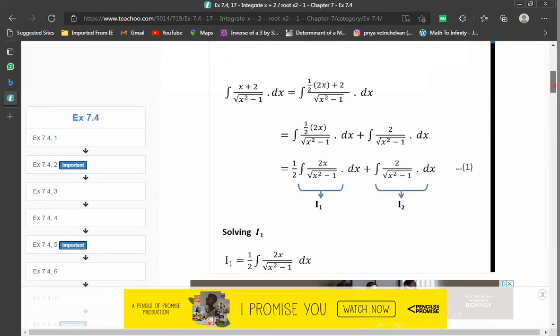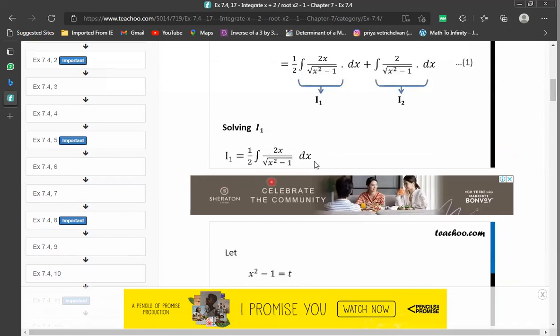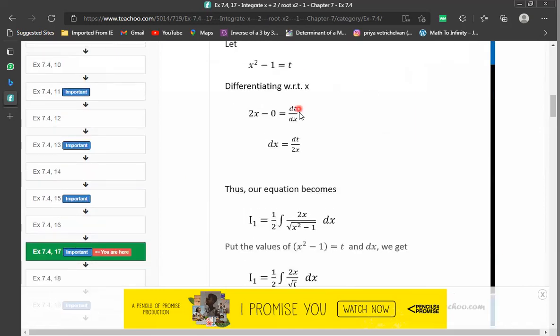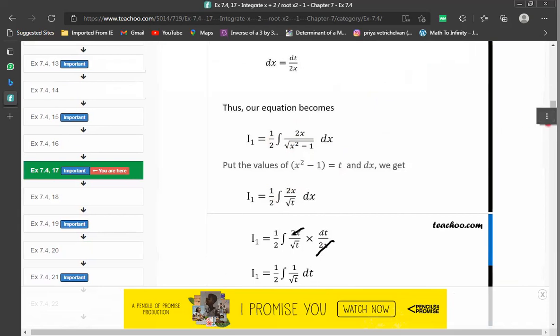So solve it separately. Again, we can solve this part using the substitution method. Take x square minus 1 as t, differentiate it, it will turn into 2x equal to dt by dx, and dx is equal to dt by 2x. So just substitute in the question. 1 by 2, write the 2x as 2x itself, it will become square root of t. This dx will become dt by 2x. This 2x and 2x will cancel out each other, it will become 1 by root t. Again, you integrate them using the power rule, that's it.